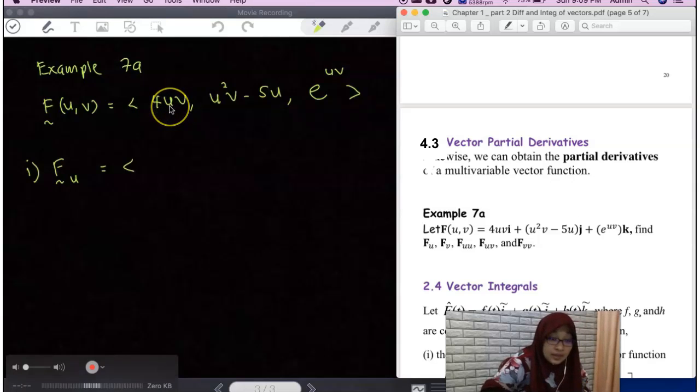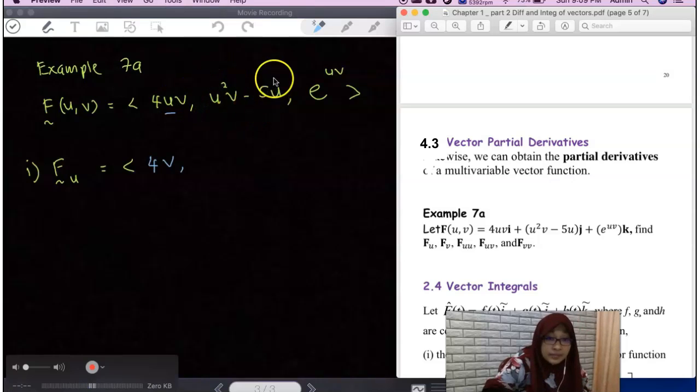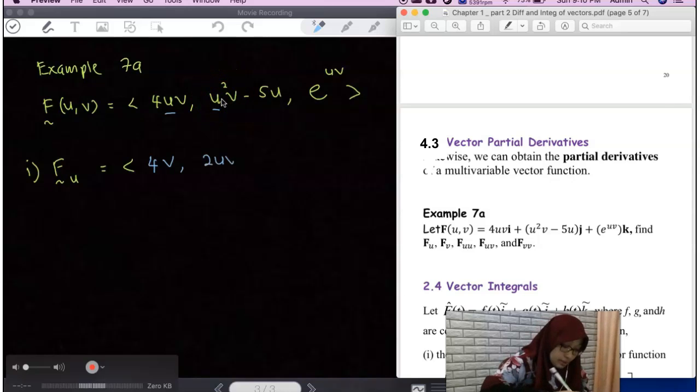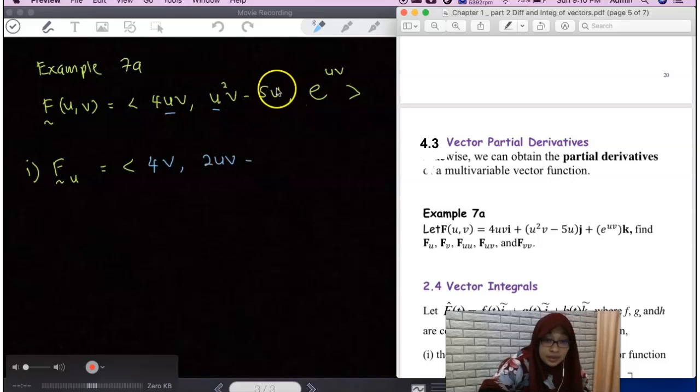Now look at your first component. You just look at the u, and differentiate u, you get 1, so you have only 4v. And for the second component, you have two terms here. The first term has u and v constant, so you have u squared; you differentiate u squared, you get 2u, and there is v. Then the second term, minus 5u: you differentiate u with respect to u, so it becomes 1, so minus 5.